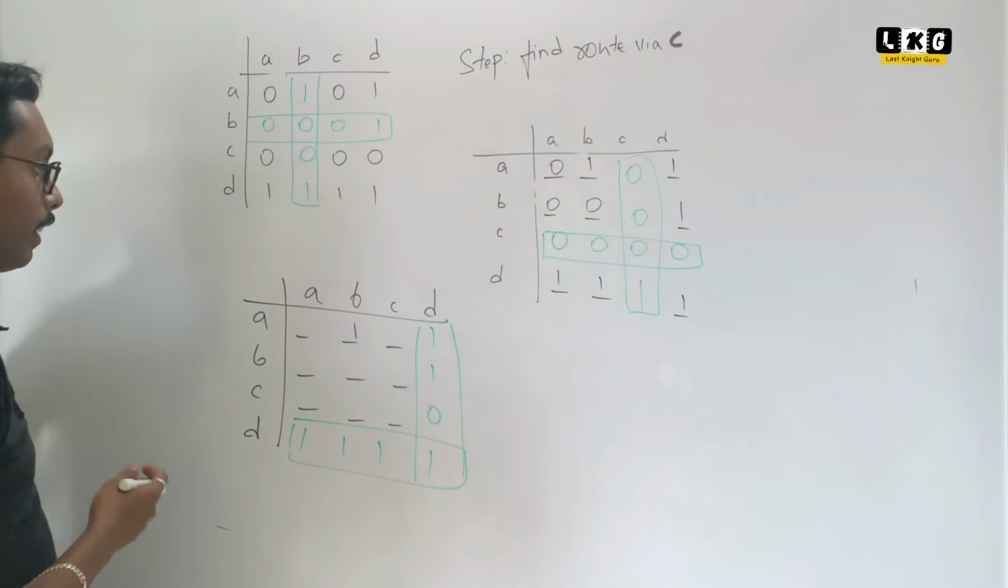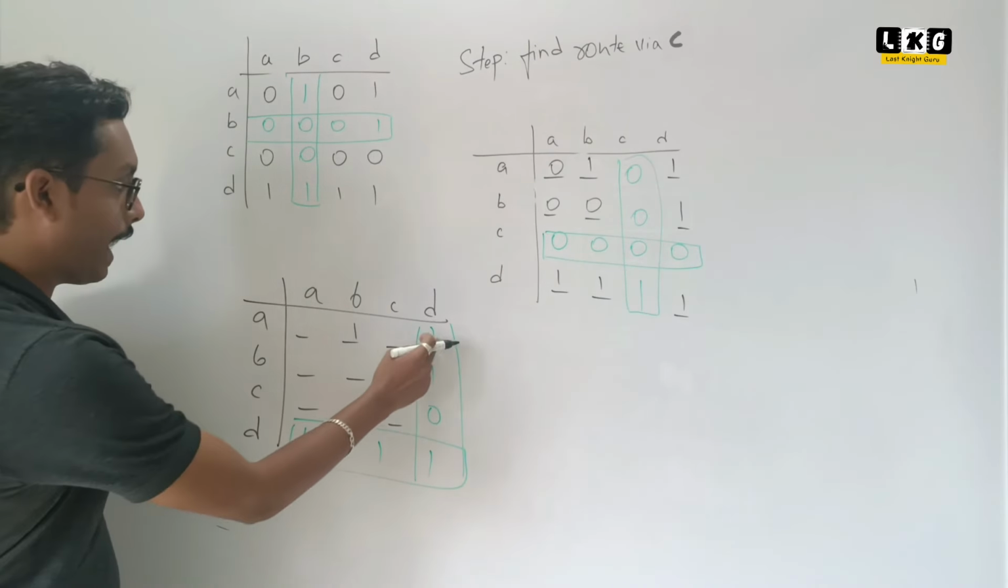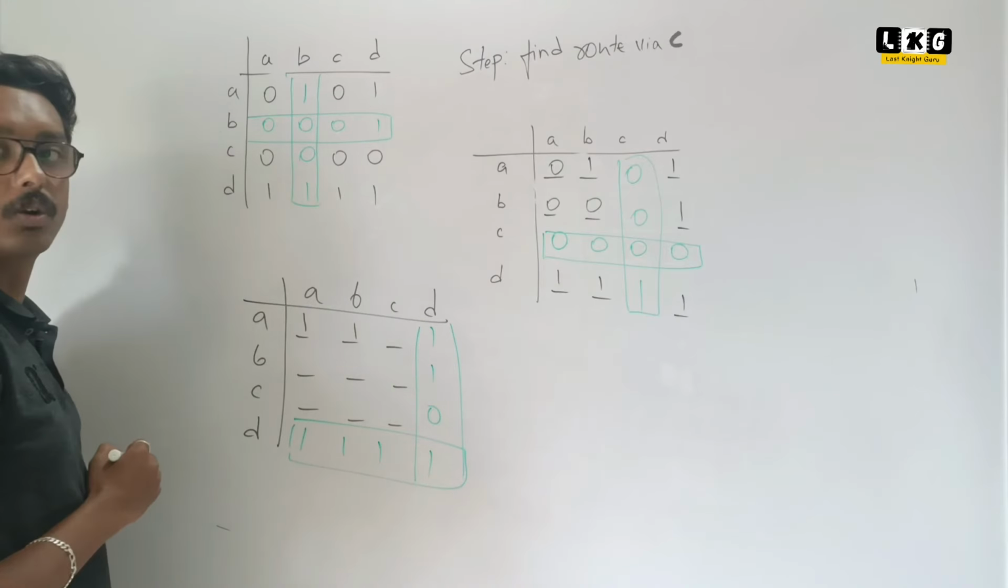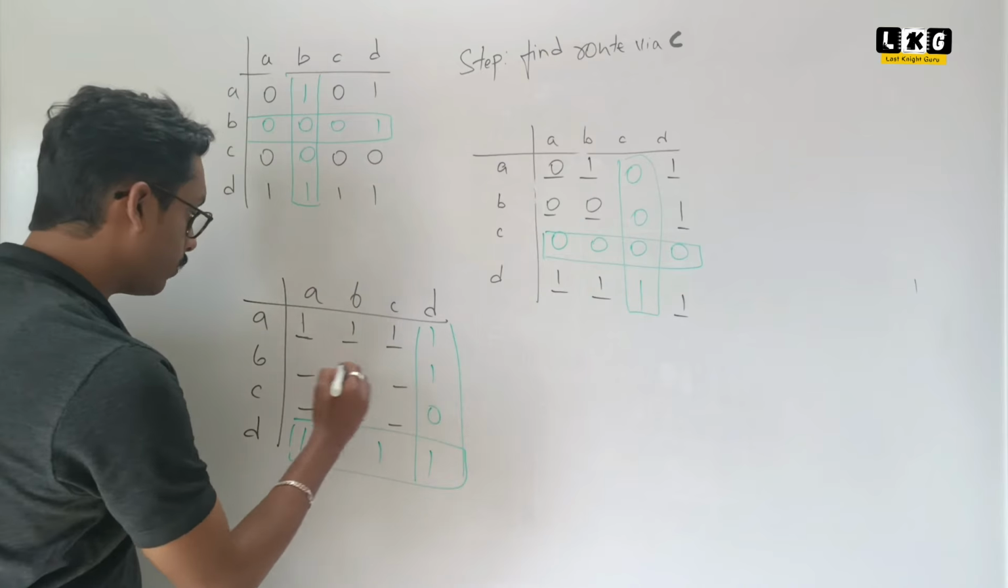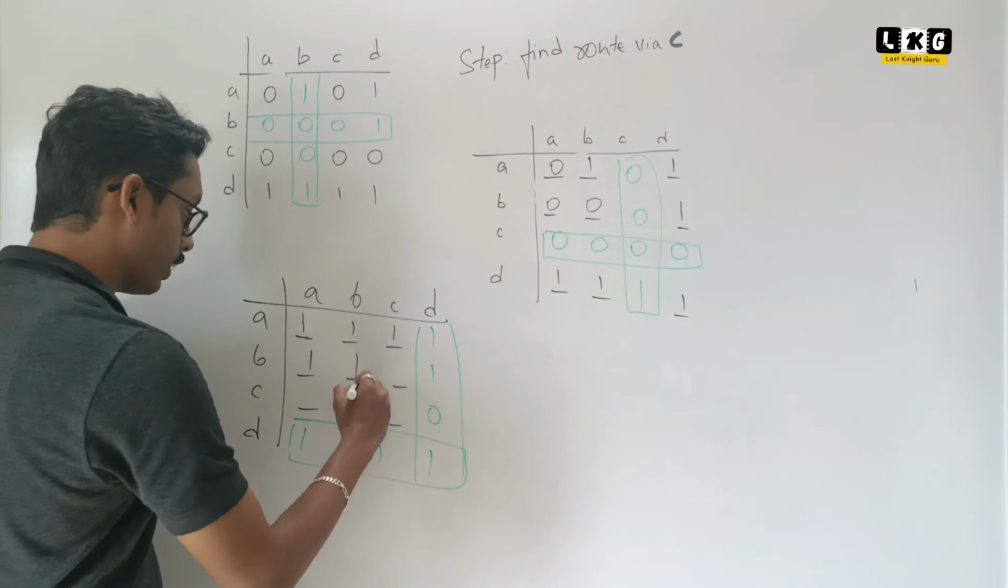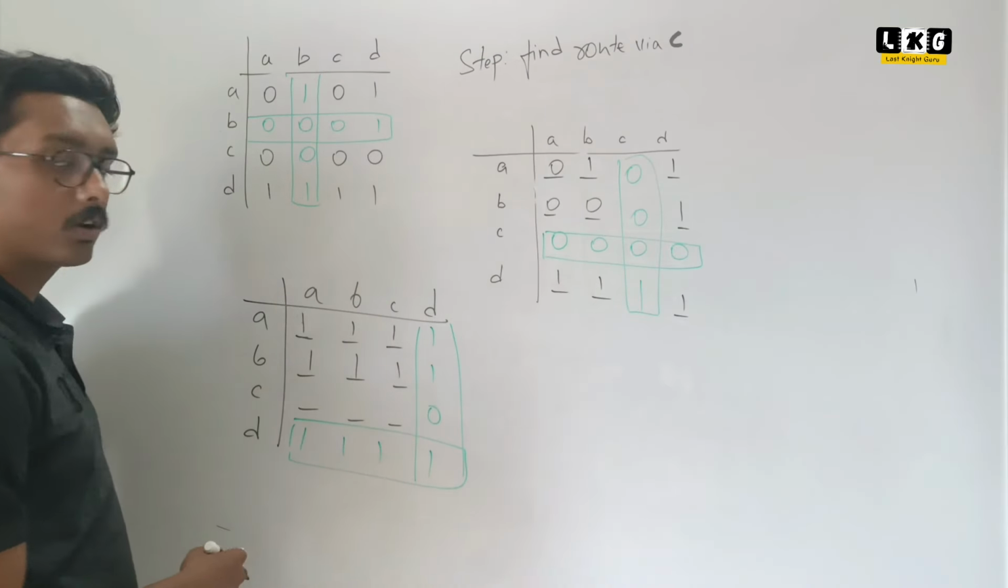Now we need to fill this spot. From A to A, 1 and 1. Yes, we have the route. 1 and 1 is 1. 1 and 1 is 1. 1 and 1, 1. 1 and 1, 1. See, we got all ones.